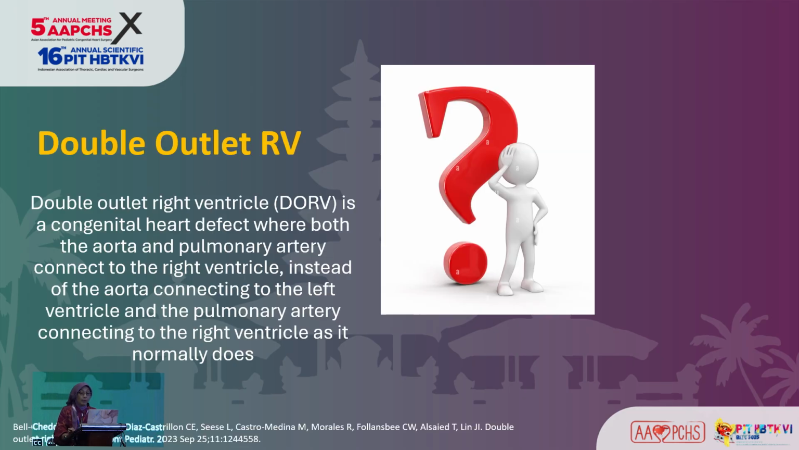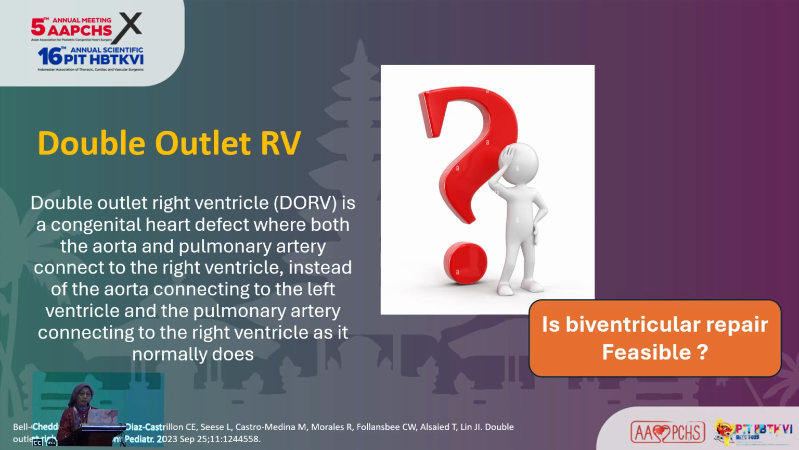As we know, double outlet right ventricle is a congenital heart defect where both great arteries, the aorta and the pulmonary artery, arise predominantly from the right ventricle. This abnormal connection leads to mixing of oxygenated and deoxygenated blood, impairing systemic and pulmonary circulation. So when we talk about double outlet right ventricle, the crucial question arises, whether the biventricular repair is feasible. Early and accurate diagnosis is important, as anatomical variation directly determines the surgical approach.